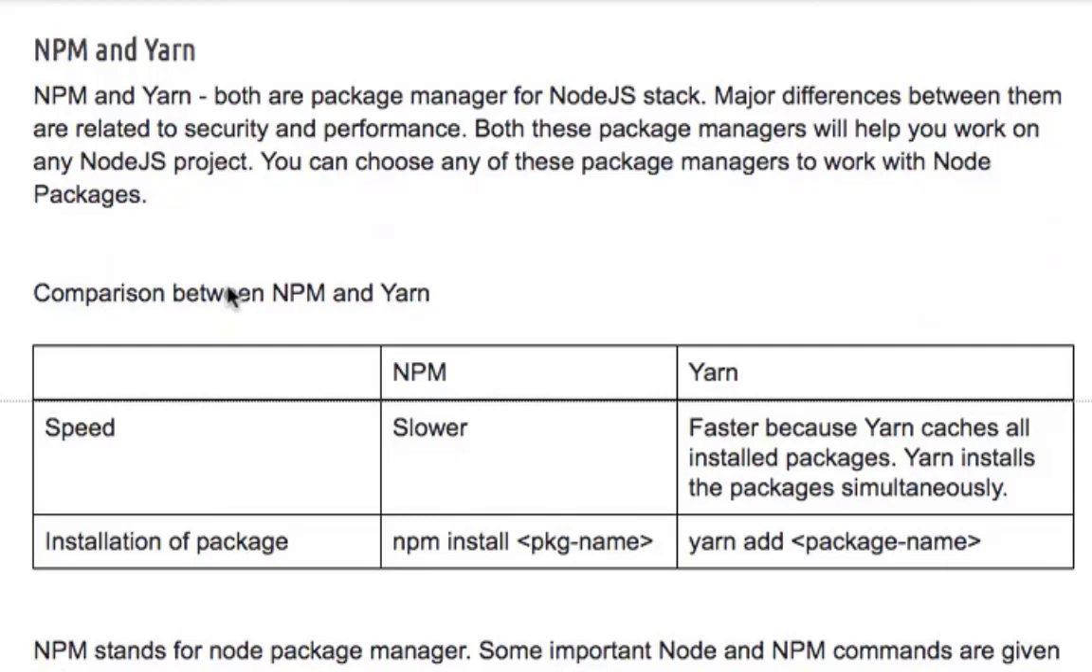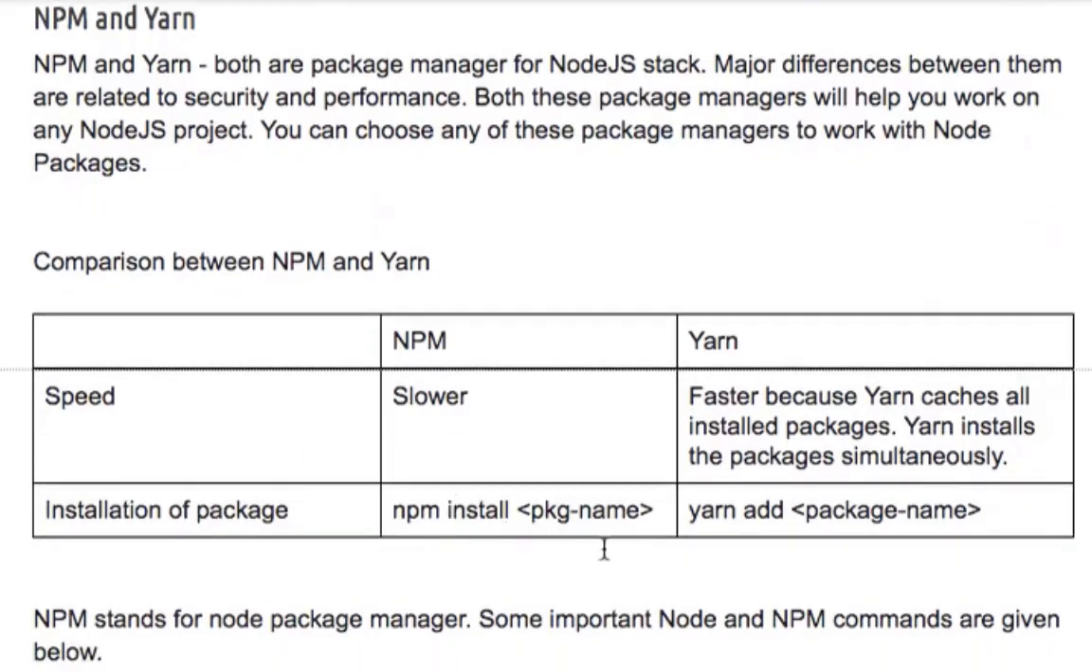There is just a little bit of difference. For example, npm is slower and yarn is much faster, because yarn caches all the installed packages and also installs the packages simultaneously. Another difference is in commands. For example, if you want to install a package in npm, you can use this command, npm install and then the package name. In yarn, you have to use yarn add and then the package name.